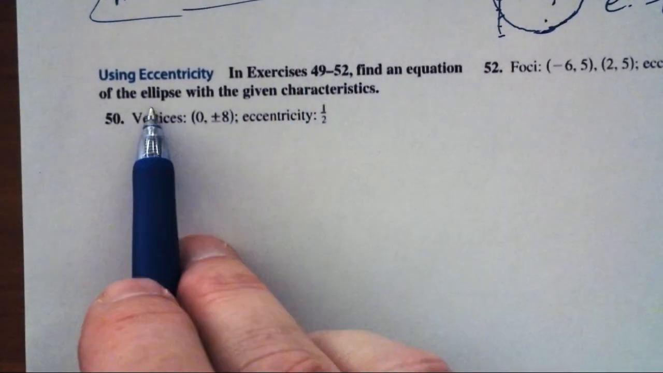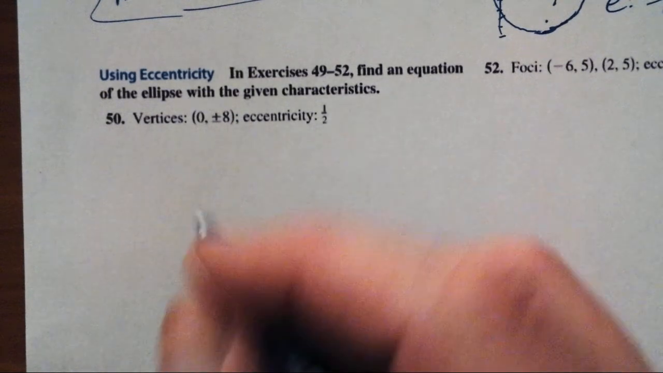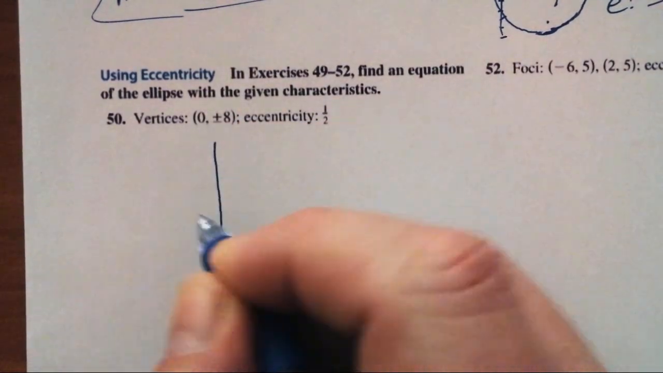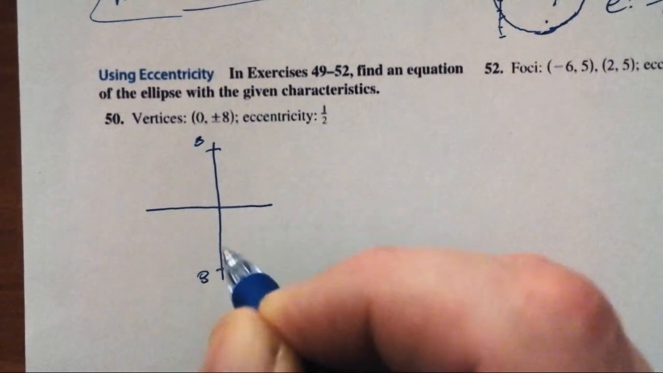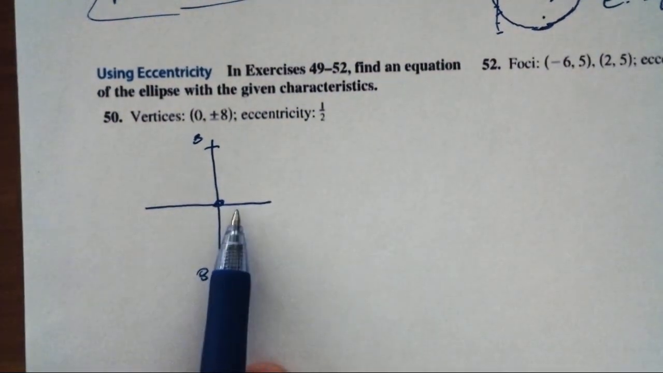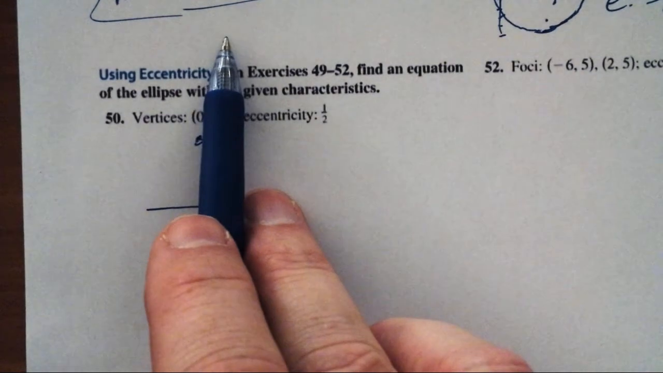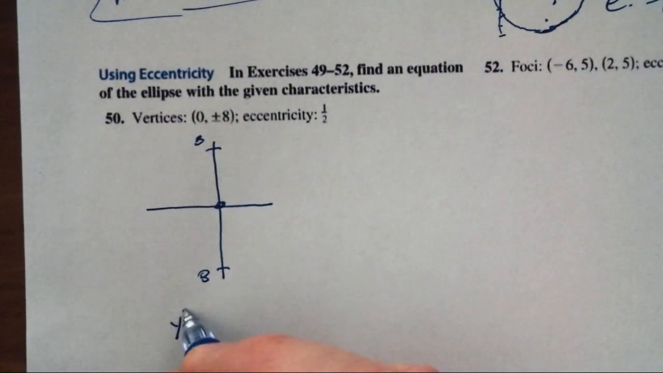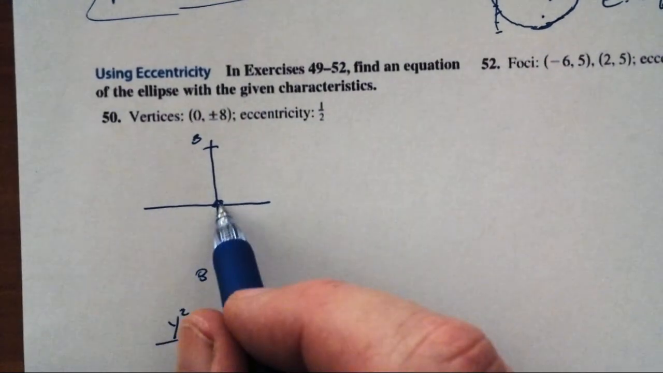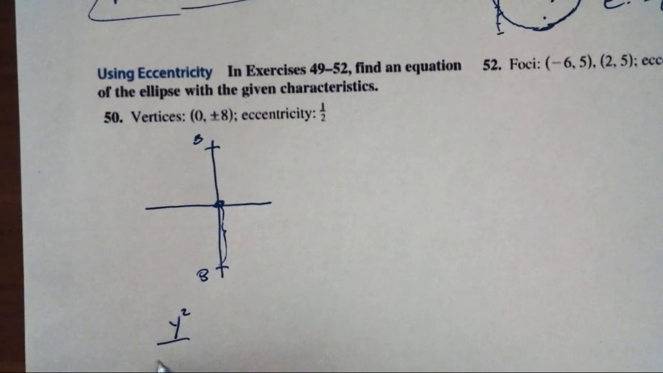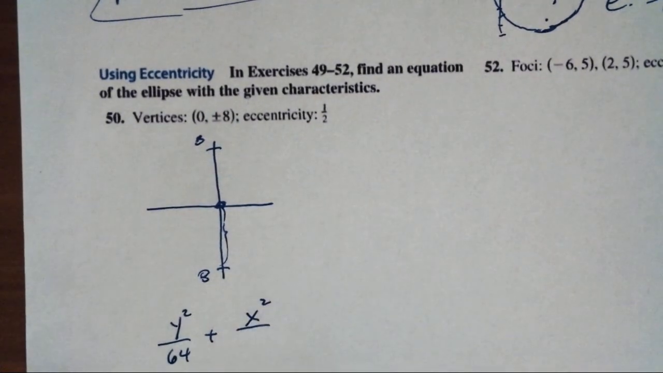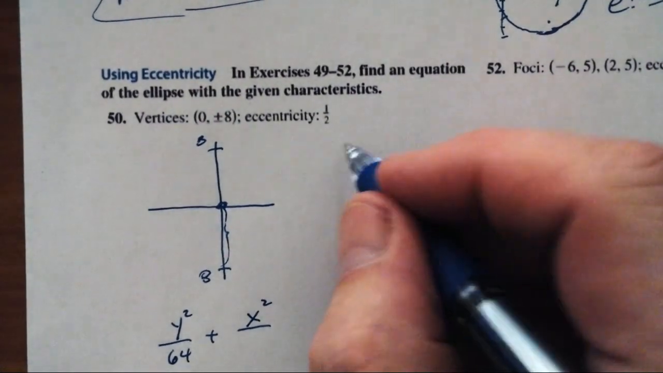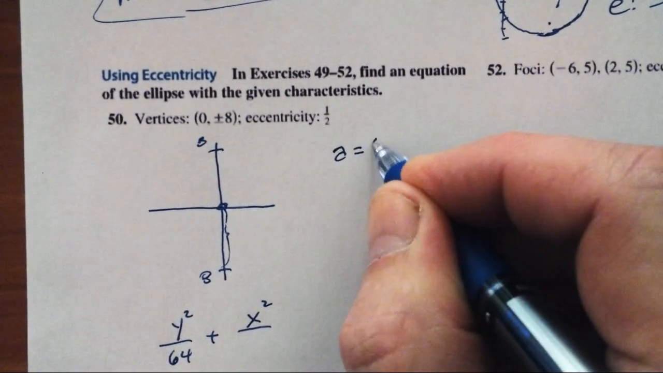50. Find an equation of an ellipse with the given characteristics. Well, I'm gonna sketch this. Vertices (0, plus or minus 8). What's that tell me already? Center at (0, 0). It tells me it's tall. It's a y squared, y minus 0 squared. It gives me A. If those are the vertices, A is 8. So y squared on 64 plus an x squared on, I need B squared. But I know A is 8.